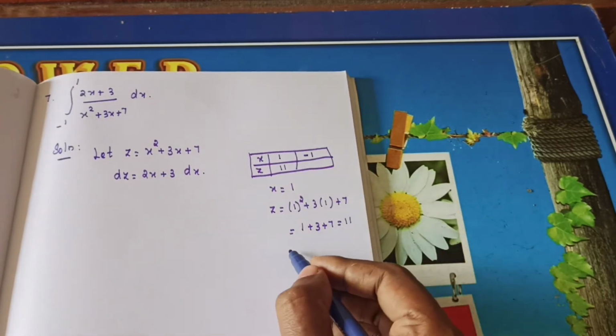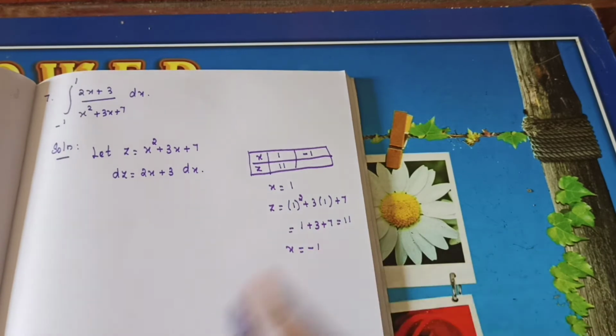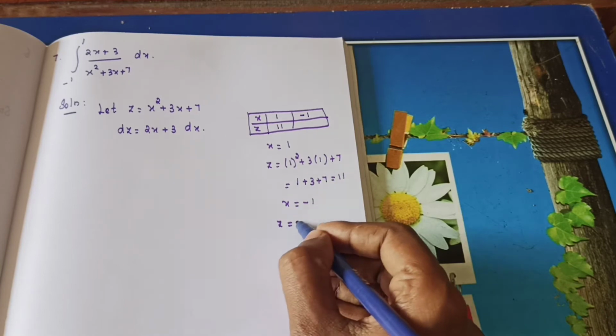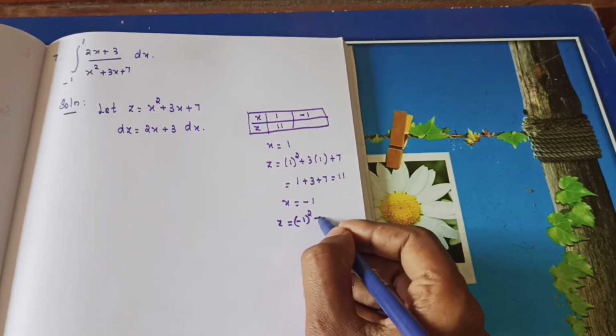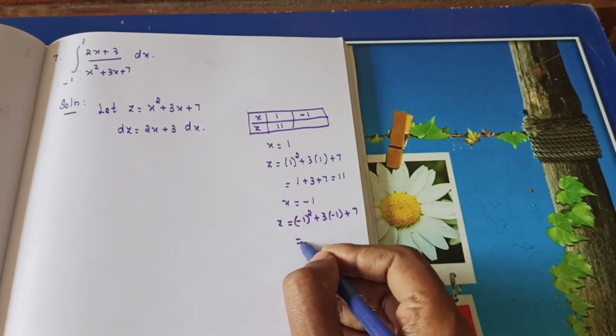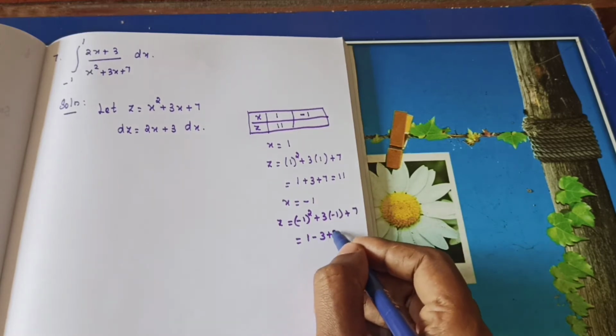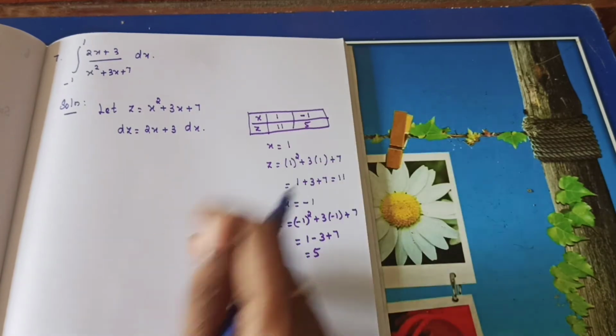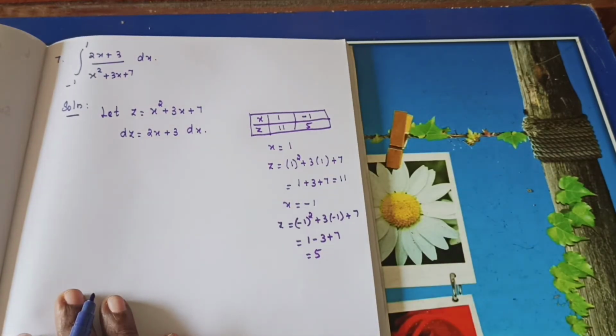Okay. Then next one, x is equal to minus 1. Substitute x equal to minus 1. So z is equal to minus 1 the whole square plus 3 into minus 1 plus 7. That's equal to 1 minus 3 plus 7. So 8 minus 3 means you will get 5. So now you got the new limit.